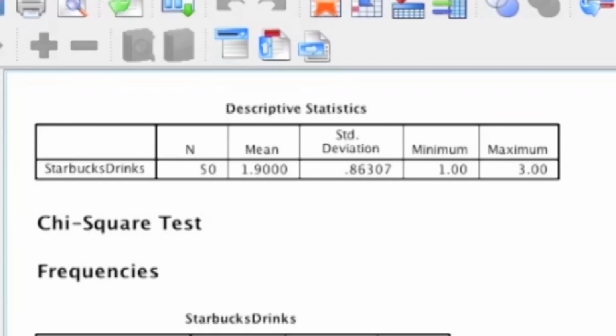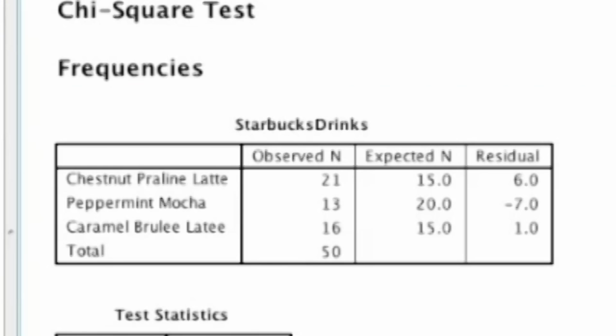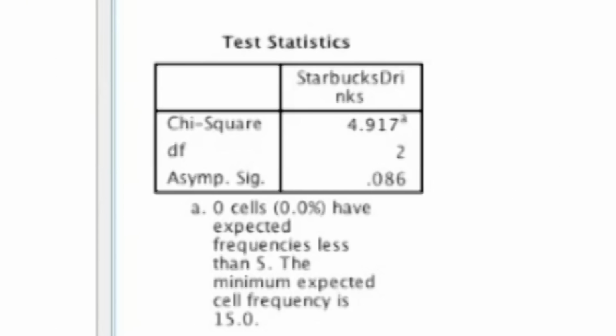Now, the first table is simply a descriptive statistics table, and if you remember, I had to ask for that. The second table is giving you information based off of, well, what your observed data was, and then the calculated expected values, or the expected N, based on what you told SPSS. And then the residual, which is the last column, is the observed minus the expected. So for chestnut praline latte, there were 6 more people in the observed category than in the expected category.